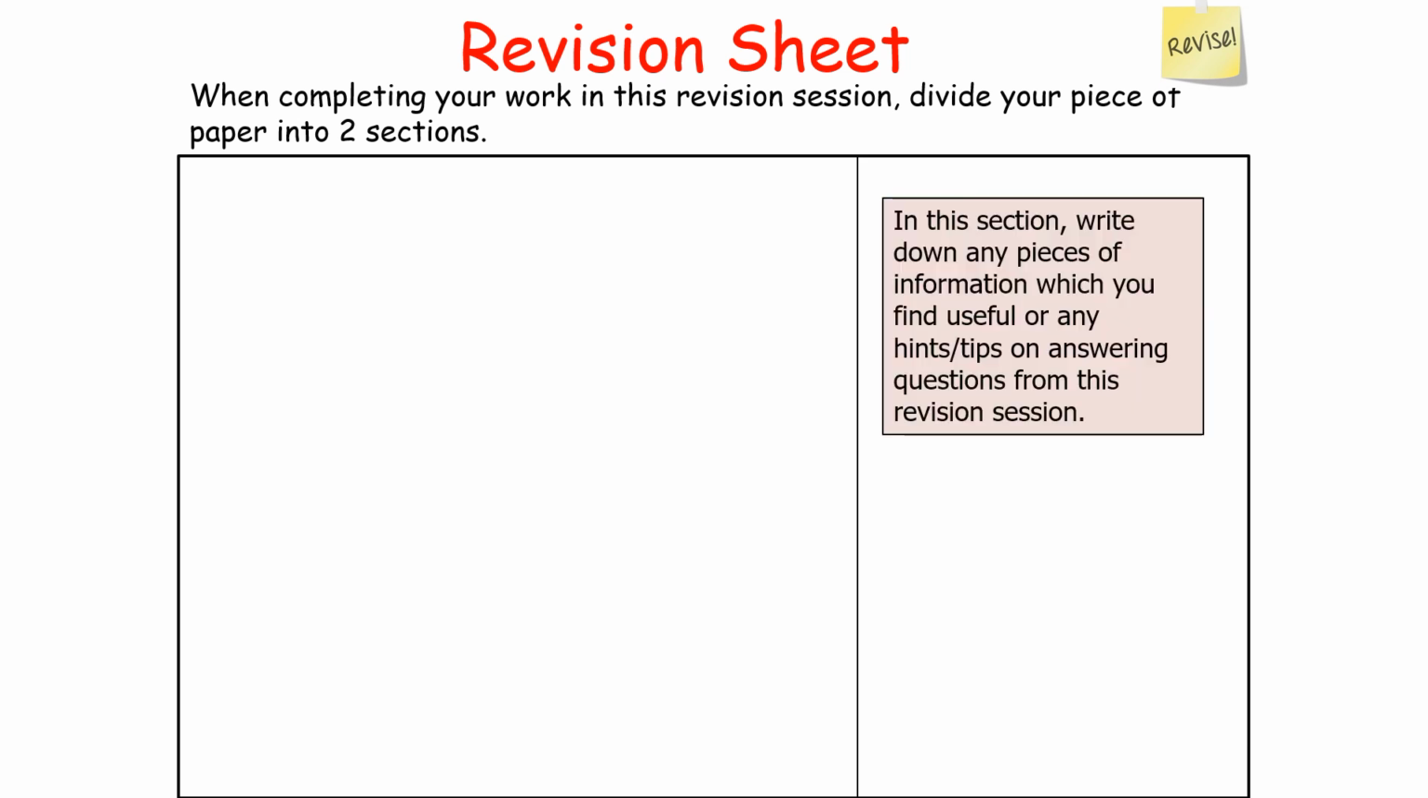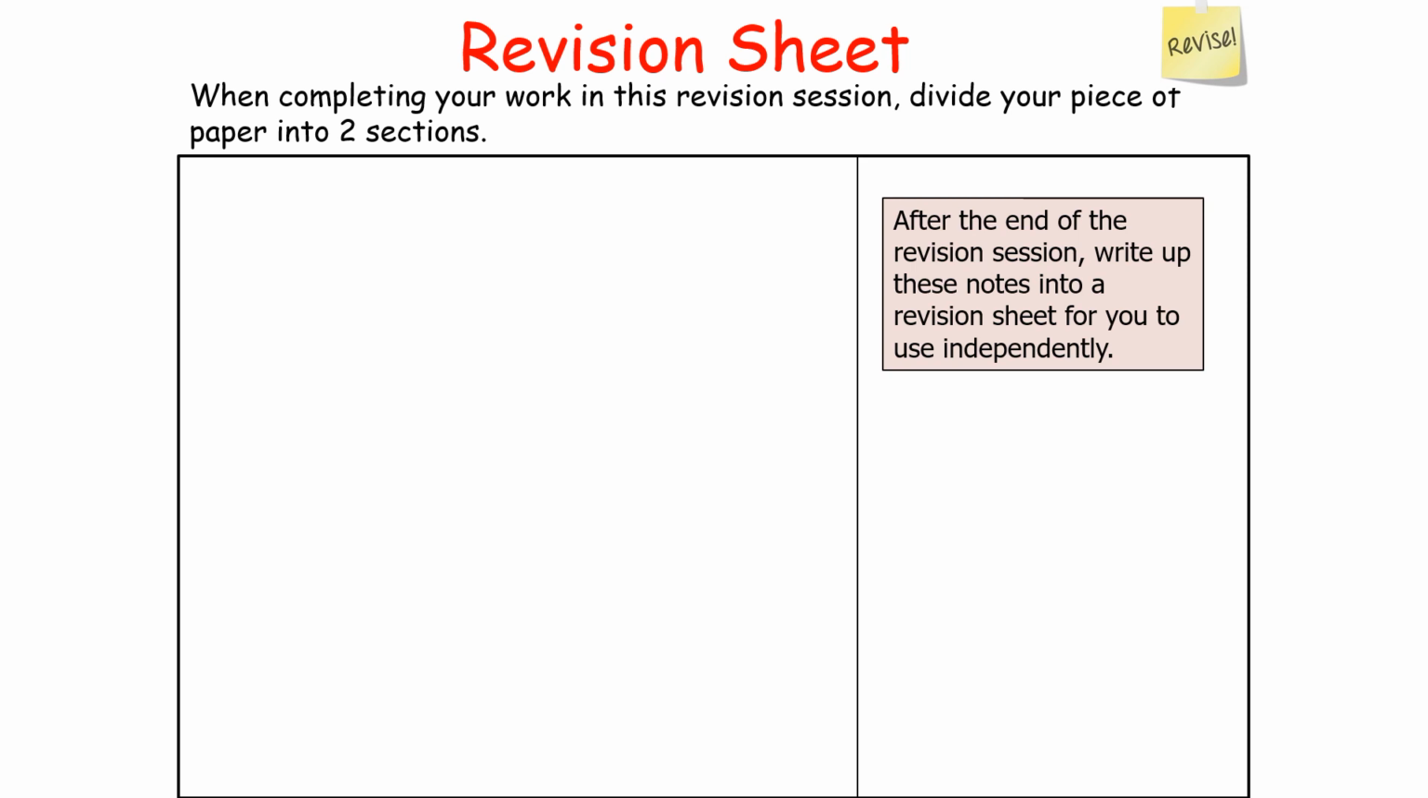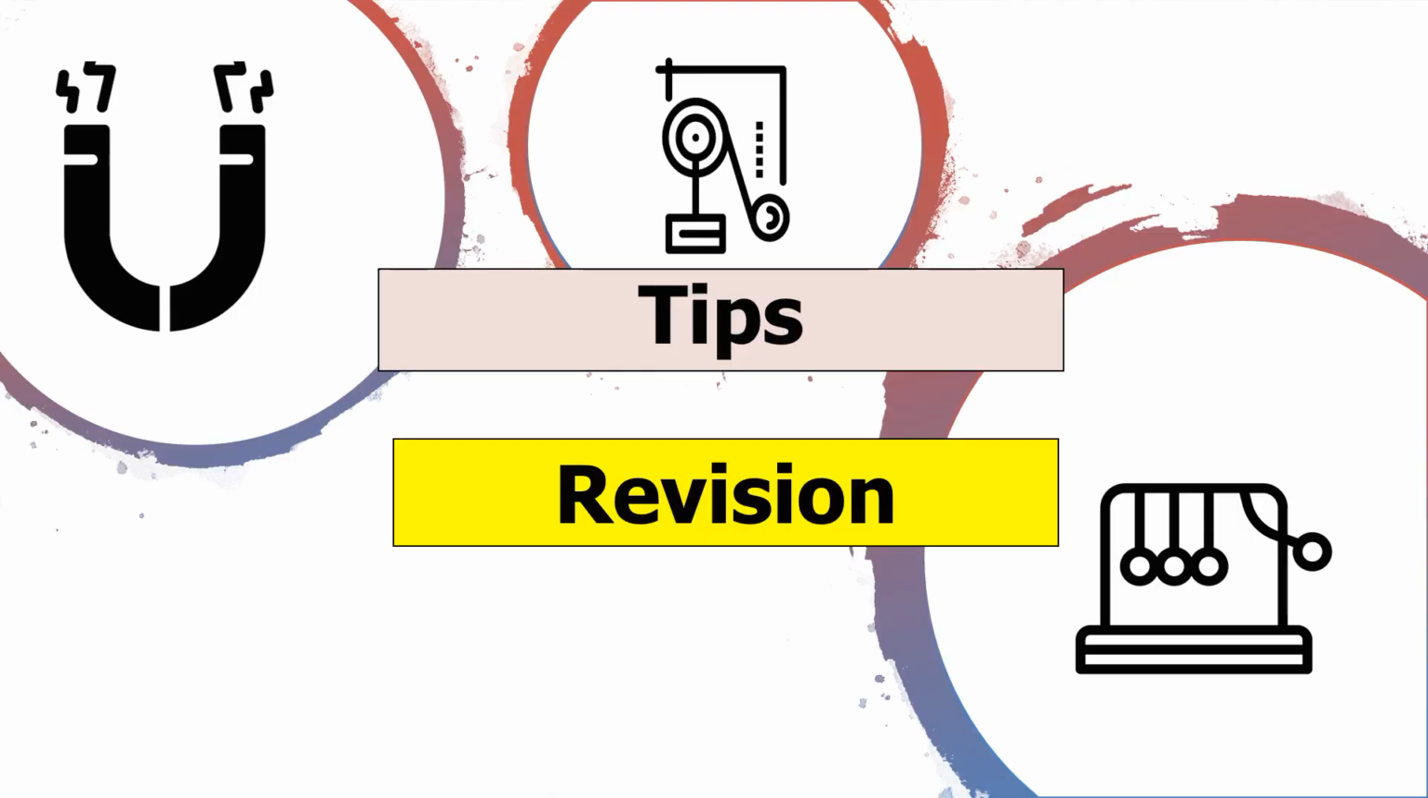Whilst on the right hand side section, write down any piece of information which you find useful or any hints and tips on answering questions from this revision session. And at the end of the revision session, write up these notes into a revision sheet for you to use independently. So how should you be revising AQA A-level physics?